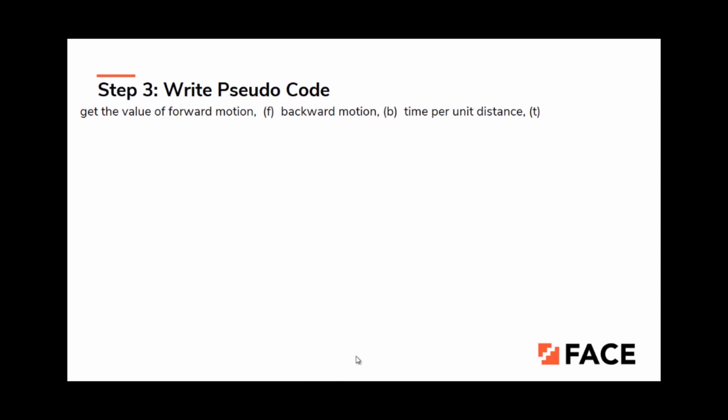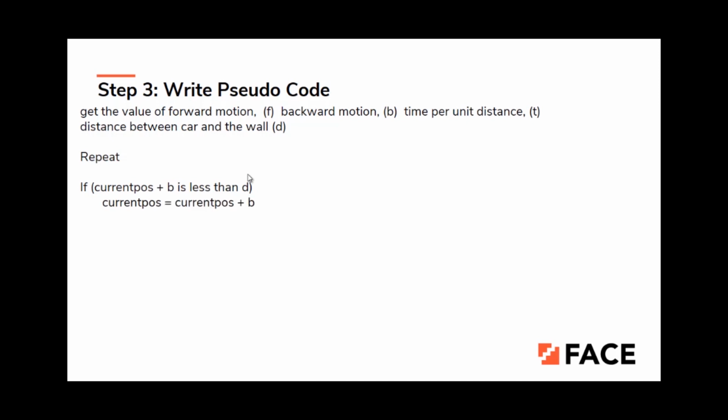So first let's get the values of forward motion, backward motion, time per unit distance, and the distance between the car and the wall. And then I'm going to keep repeating, updating my current position. So how will I check how to update? You will check if the current position plus backward direction is less than D. D is nothing but the distance between the car and the wall. So 0 plus 9 is less than 18.